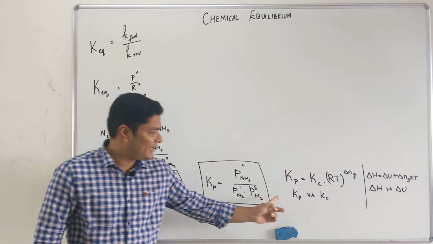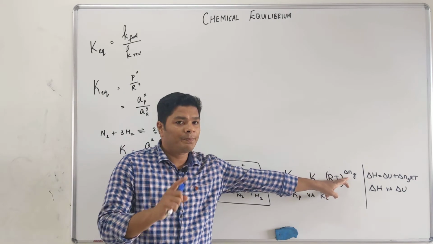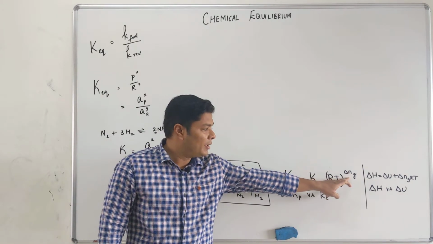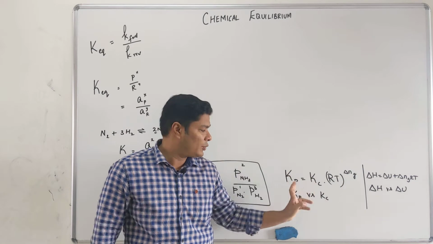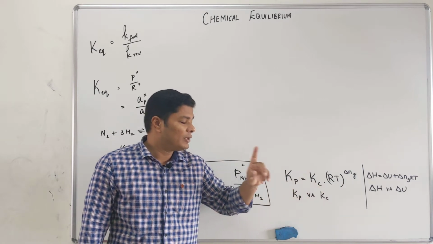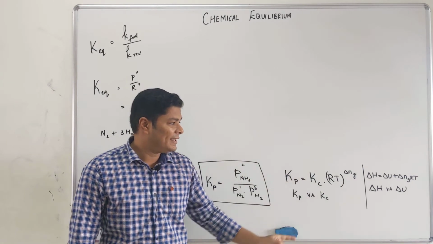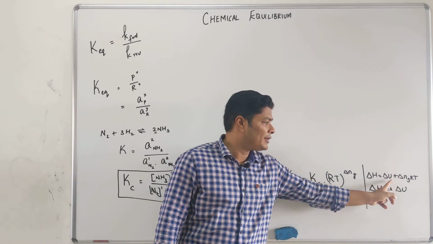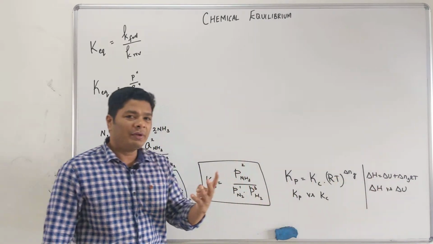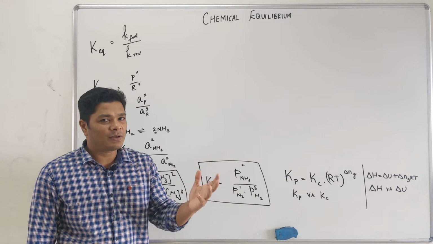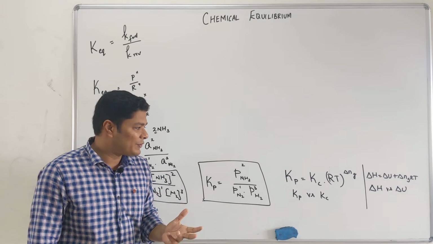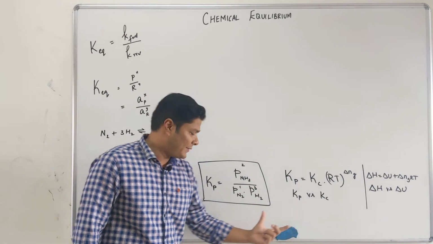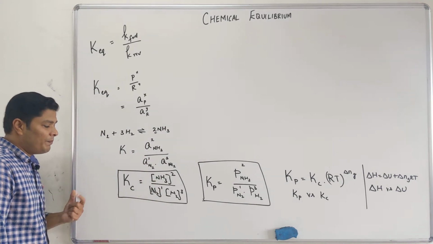Kp equals Kc when del n equals 0. Anything to the power 0 is 1. So Kp equals Kc. So del n equals 0, Kp equals Kc. Similar here, del n equals 0, del H equals del U. So 4 equations, just look at them. First make sure you cancel out all the solids and liquids and aqueous solutions, so you will be able to get it really fast. This is the basic explanation of K.